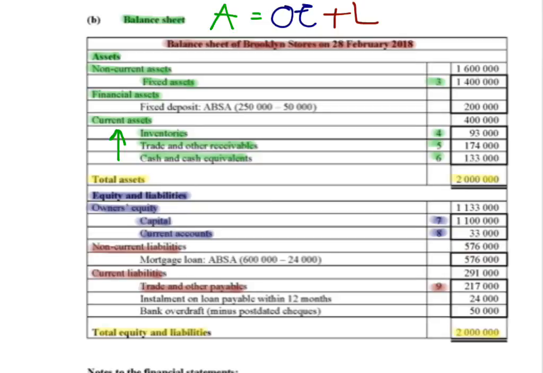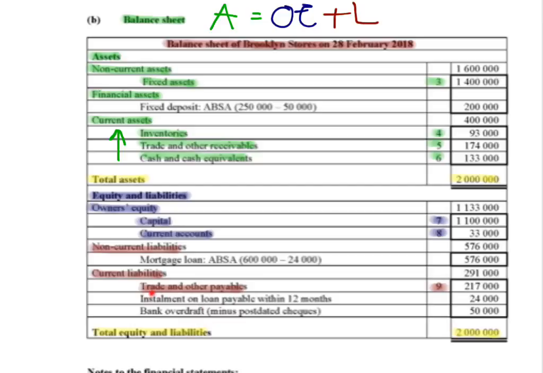The final part of this balance sheet is the liabilities. So non-current liabilities and current liabilities. Again, long-term liabilities versus short-term liabilities. Long-term liabilities is your mortgage loan. And then current liabilities would typically be your note number 9, as well as any installments on the loan due within the next 12 months. Or if your bank is in overdraft, you would also put it as a current liability.